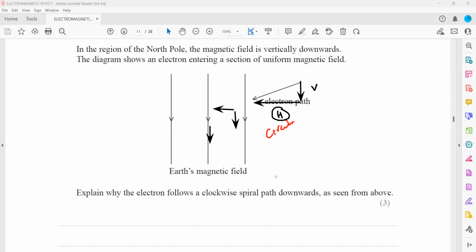So when we draw the trajectory of this, it will have a circular motion in a clockwise direction, and there is always a downward motion due to the vertical component. So the vertical component, parallel to the magnetic field, causes a downward motion. The horizontal component, perpendicular to the magnetic field, causes a circular motion. And in circular motion, the force is always directed towards the center.